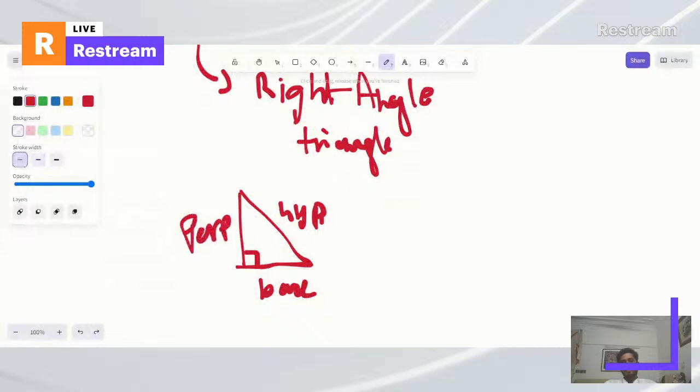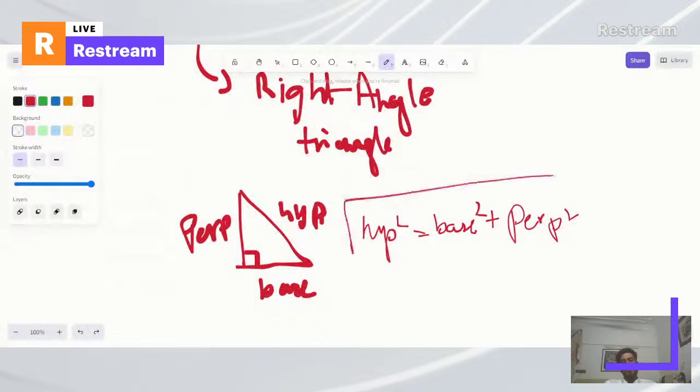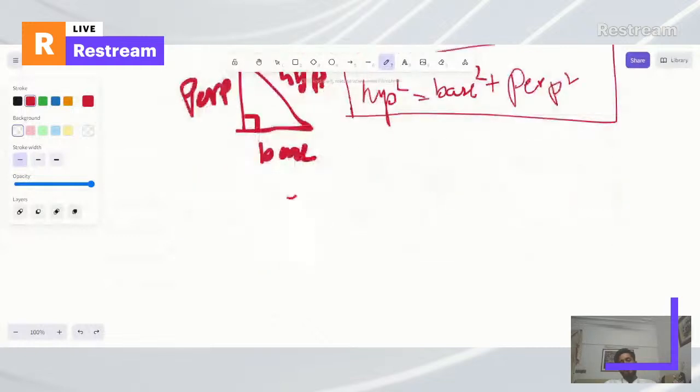We studied that hypotenuse square equals base square plus perpendicular square. So this is the theorem. If we're given two sides and one missing value, we can apply this equation and find the missing length. Let's do a quick example.